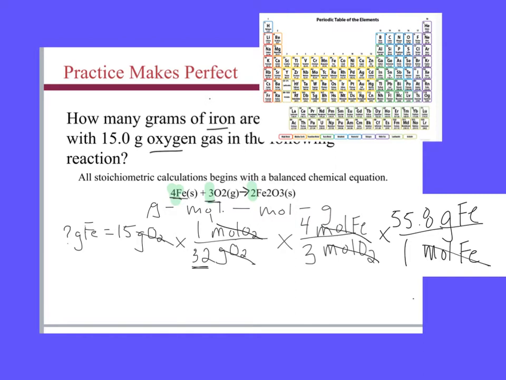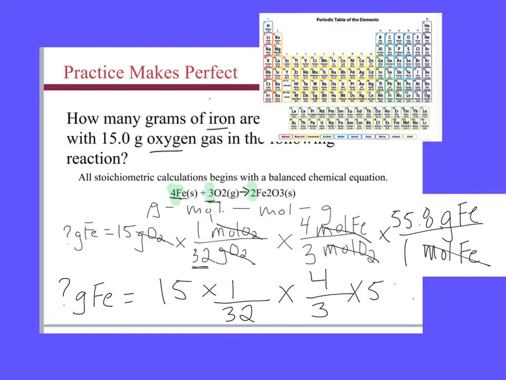And now what we are left with here is literally this. I'm going to draw it as a large fraction. How many grams of Fe is equal to 15 times 1 divided by 32 times 4 over 3 times 55.8 grams of Fe divided by 1.